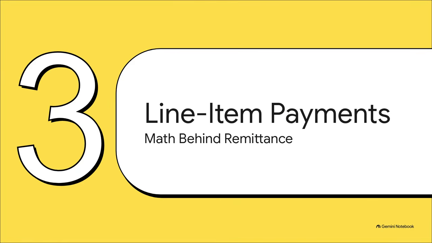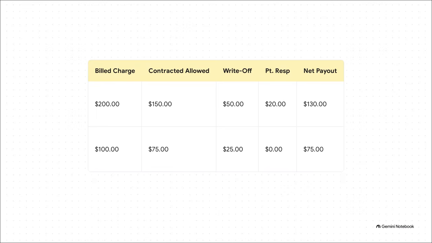That brings us to Section 3, analyzing line item payments, the math behind the remittance. Let's actually break down the math on this. Imagine you bill $200, but your contract only allows $150. Boom. That creates an immediate $50 contractual write-off. Now, out of that allowed $150, let's say the patient has a $20 copay. The payer is going to subtract that $20, leaving a net payout to the provider of $130. It sounds simple, right? But your job is to verify that every single line item matches your specific payer contract down to the absolute penny.